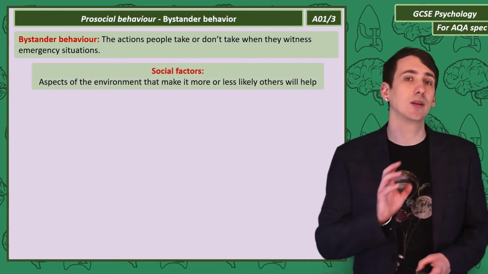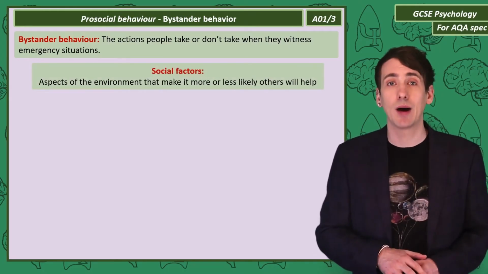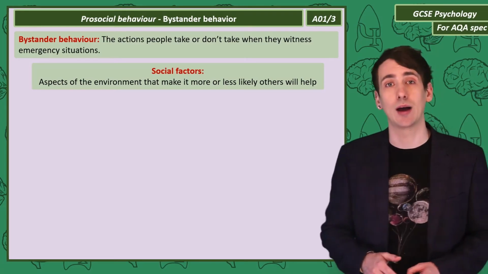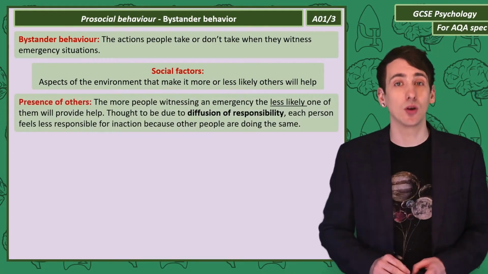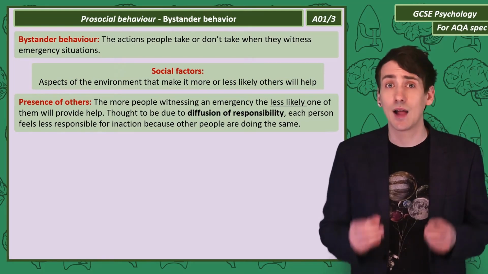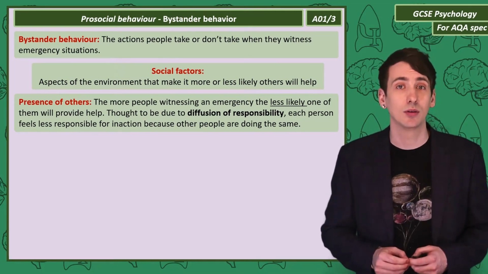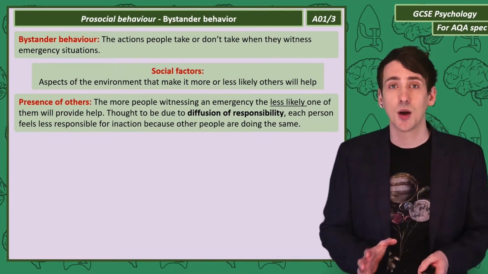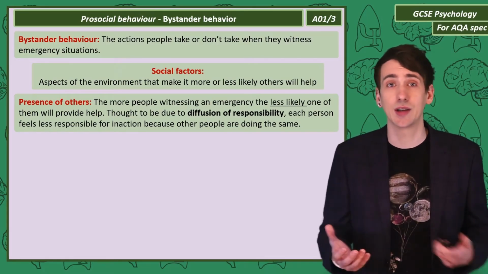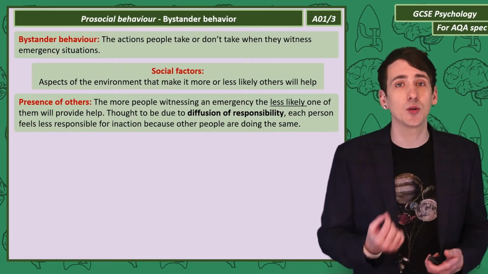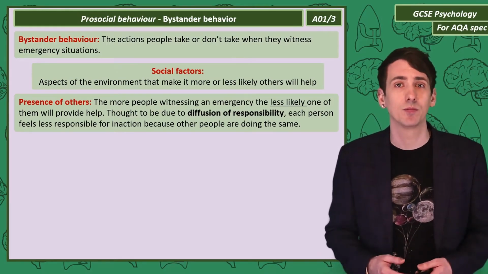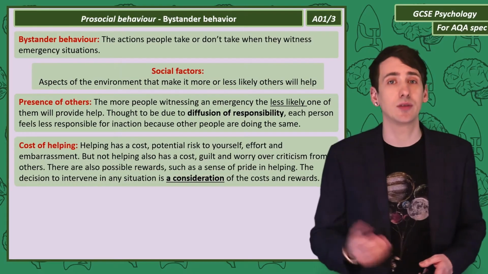So, if we start by considering social factors, we're thinking about aspects of the environment that make it more or less likely that other people will help. The presence of others is a social factor. It's thought the more people who witness an emergency, the less likely anyone is to help. That's a bit counterintuitive, but this is due to the diffusion of responsibility. If there are lots of people not taking action, then each one of those people feels less responsible because nobody else was helping.